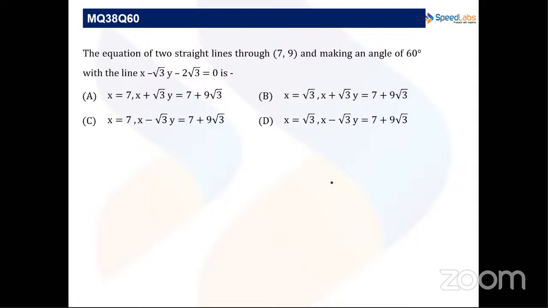Now, moving to the next question. The equation of two straight lines through the given point 7, 9 and making an angle of 60 degrees with this line. So the given line is x minus root 3 y minus 2 root 3 equals 0. So let's find the slope of this line. Let's say m1. The value of m1 will come out to be 1 by root 3. Now it is given that the angle theta is 60 degrees.